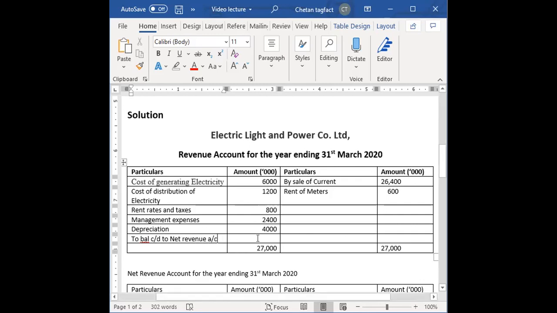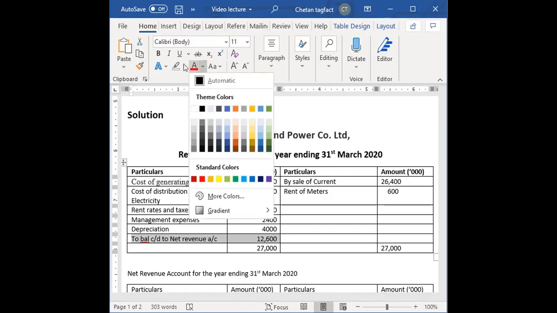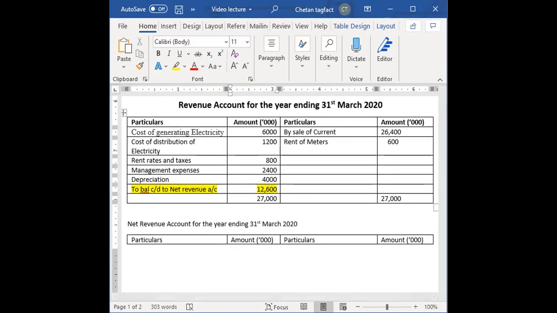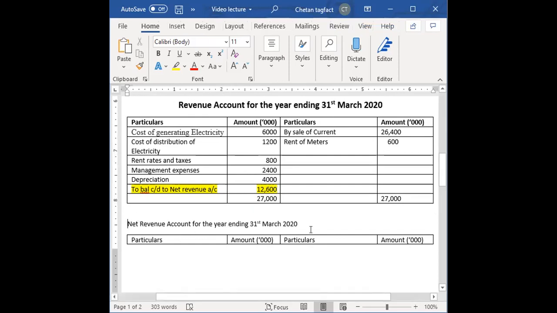So what is the difference? 27,000 minus 6,000 minus 1,200, 800, 2,400. The total of this, so 27 minus the total of this will give me 12,600. So this is my balancing figure which has to be carried to the net revenue account. So we are completed with the revenue account, and now we will start preparing the net revenue account.